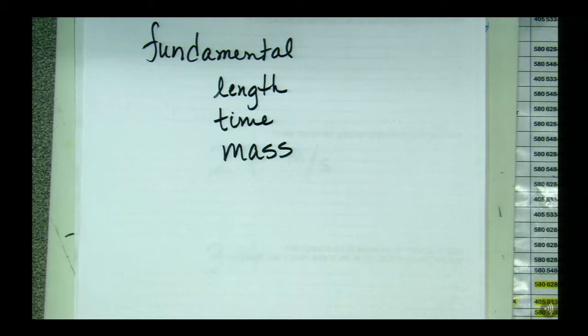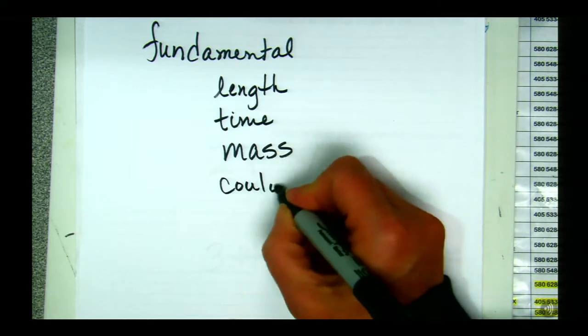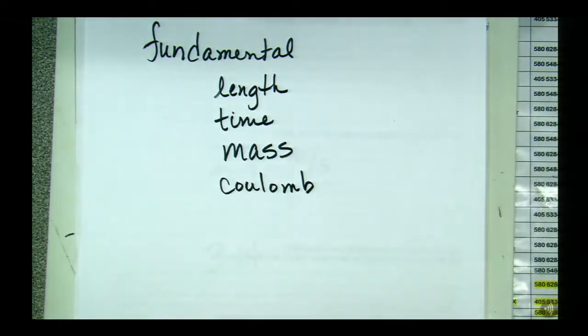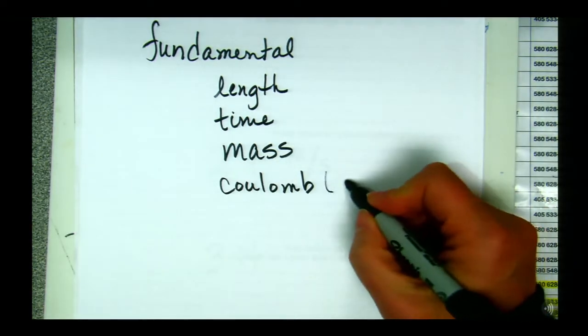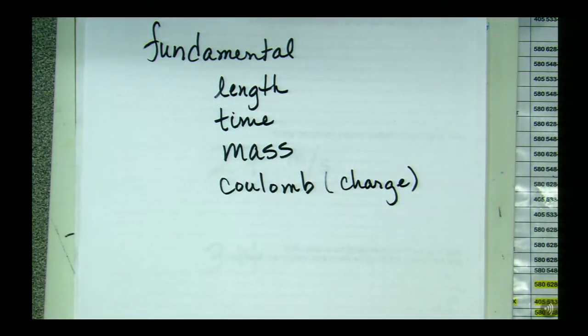There is one more. We won't use it in Physics 1, but when I'm talking fundamental units, I want you to be aware of the other fundamental unit, and that other fundamental unit is the coulomb. And the coulomb is associated with charge. That's a fundamental unit that's out there. So length, time, mass, and charge are fundamental units. The other units are derived units.